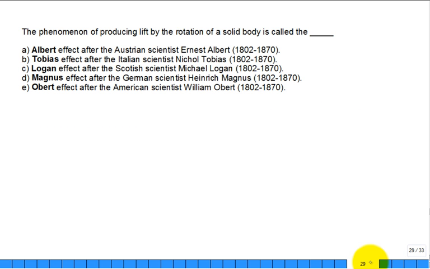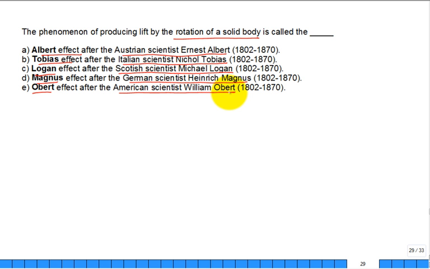There's a phenomenon of producing lift by the rotation of a solid body. It's called the Albert effect, after Austrian scientist Ernst Albert. The Tobias effect, after the Italian scientist Nicholas Tobias. The Logan effect, after the Scottish scientist Michael Logan. Magnus effect, after the German scientist Heinrich Magnus. Or the Obert effect by the American scientist William Obert.